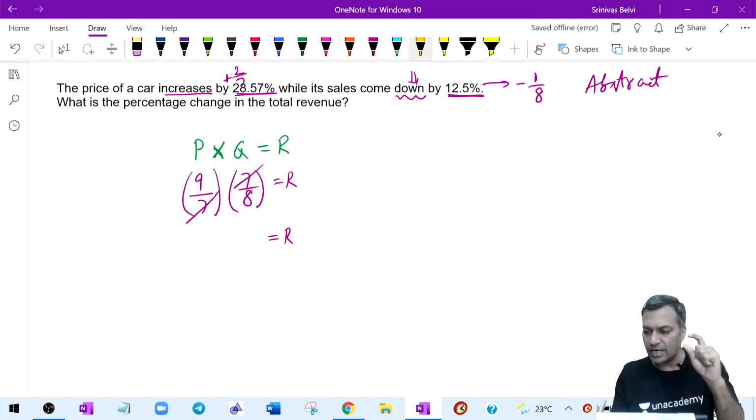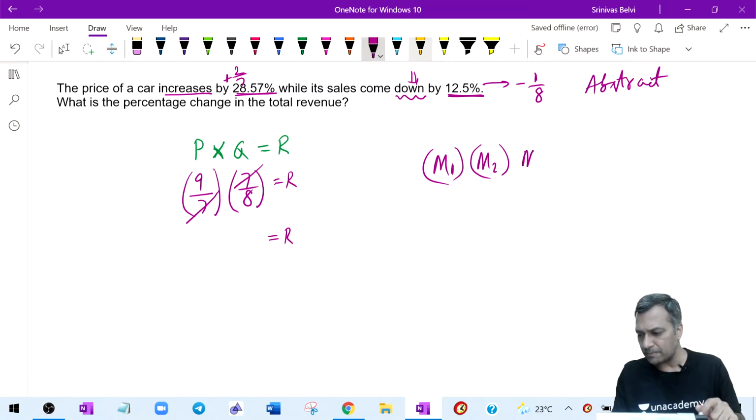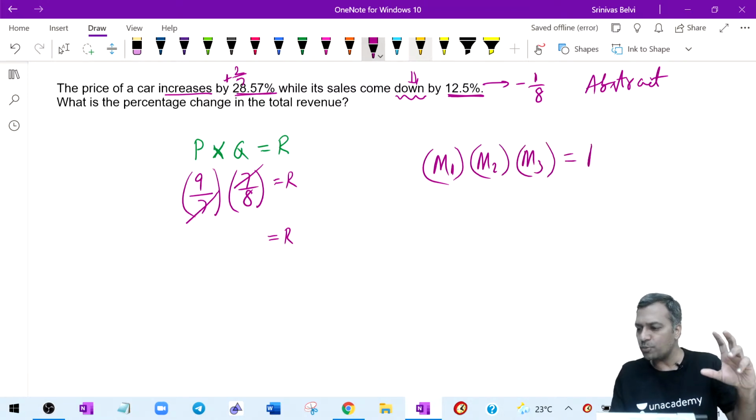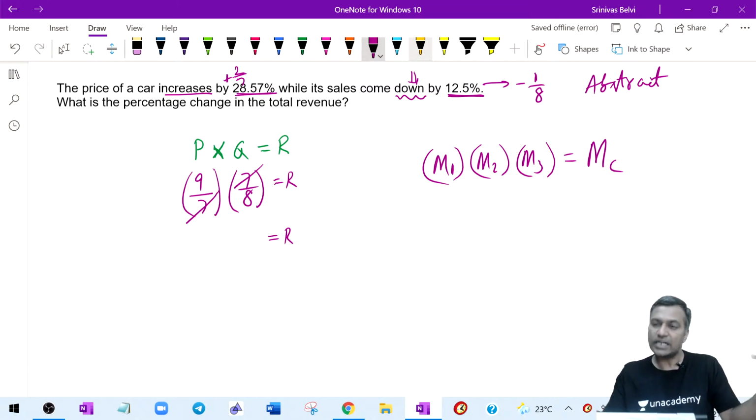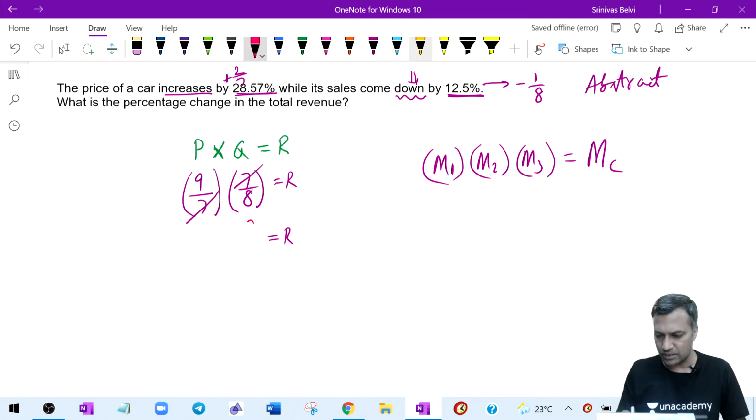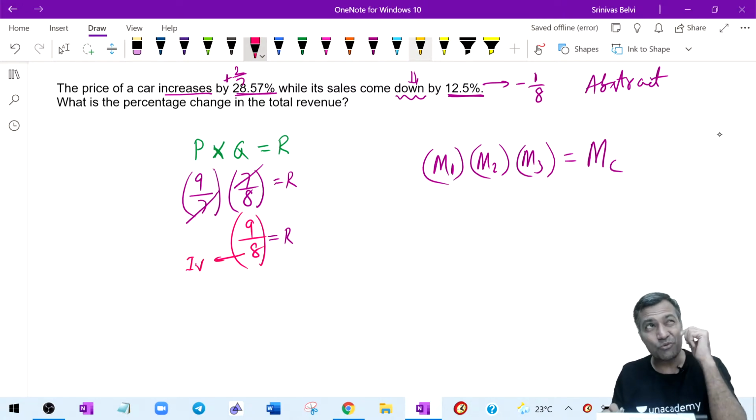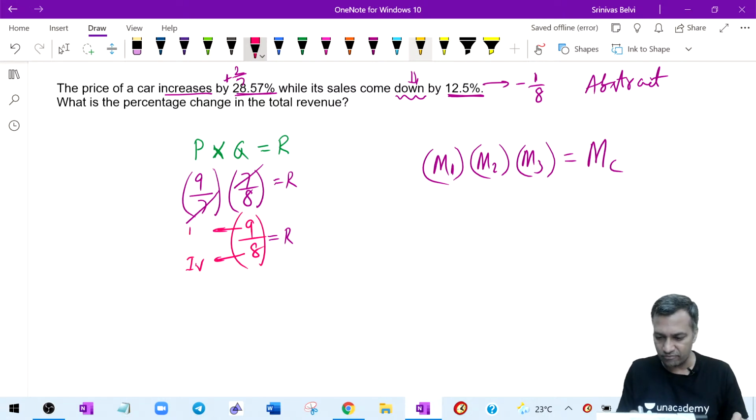When you multiply multiplier 1, multiplier 2, multiplier 3, what is the output? The output is the composite multiplier. You put them together, you get another multiplier called the composite multiplier. What is it? 9 by 8. This is the multiplier related with revenue. What is in the denominator? Initial value. Remember, when you write a multiplier, the initial value always sits in the denominator. What sits here? Final value.